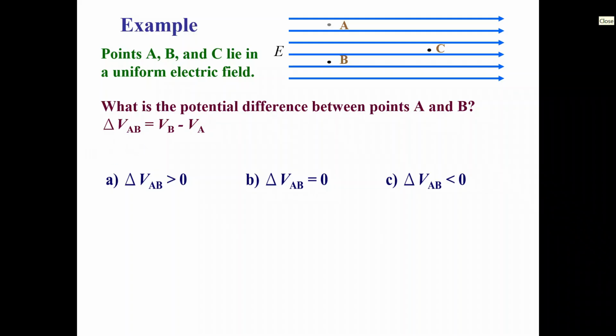So it's the difference in potential between two points. Here I want the points between A and B. Remember, delta is always end minus start. So we're ending at B and we're starting at A. So if we move from A to B, what's the difference in potential?